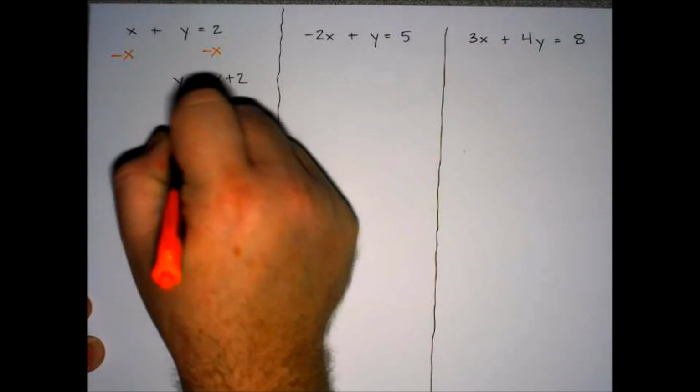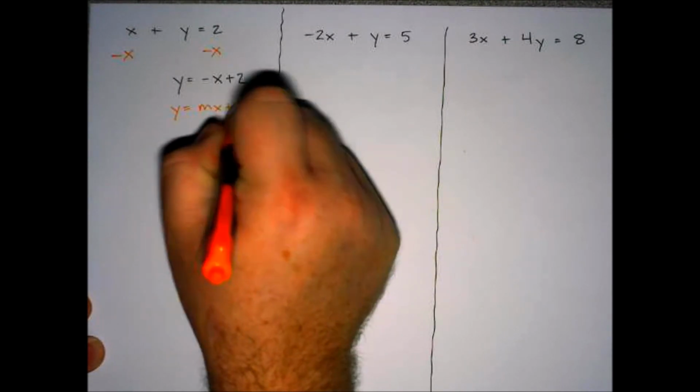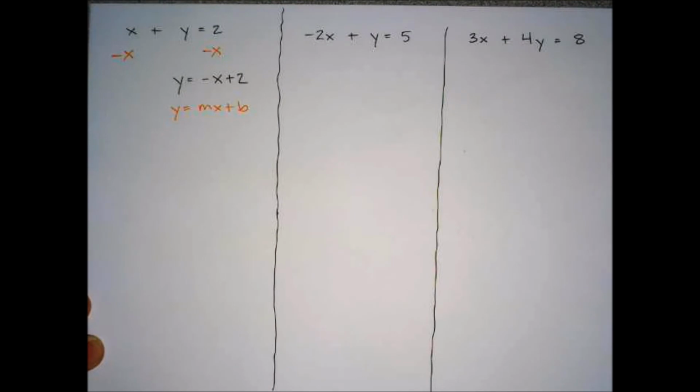Cool thing about that one is that it's actually in y equals mx plus b form. So we're already done with that. We just have to identify the slope and the y-intercept. So let's look at the second one.